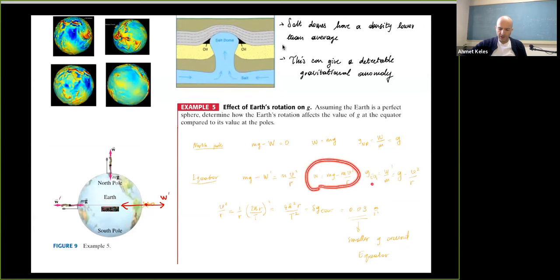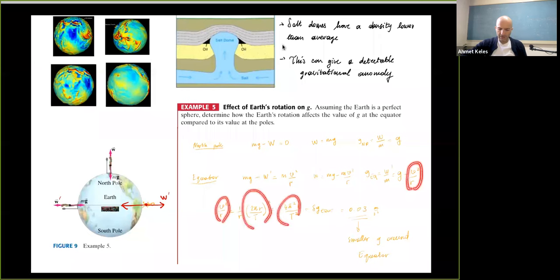And I defined g around the equator to be W prime divided by m. And this was equal to g, the nominal value, minus this v squared over R. So the conclusion is the difference of g around the equator is this centripetal acceleration, v squared over R. And when we calculate this here, here, and here, we found it's like 3 parts in 100. Okay?